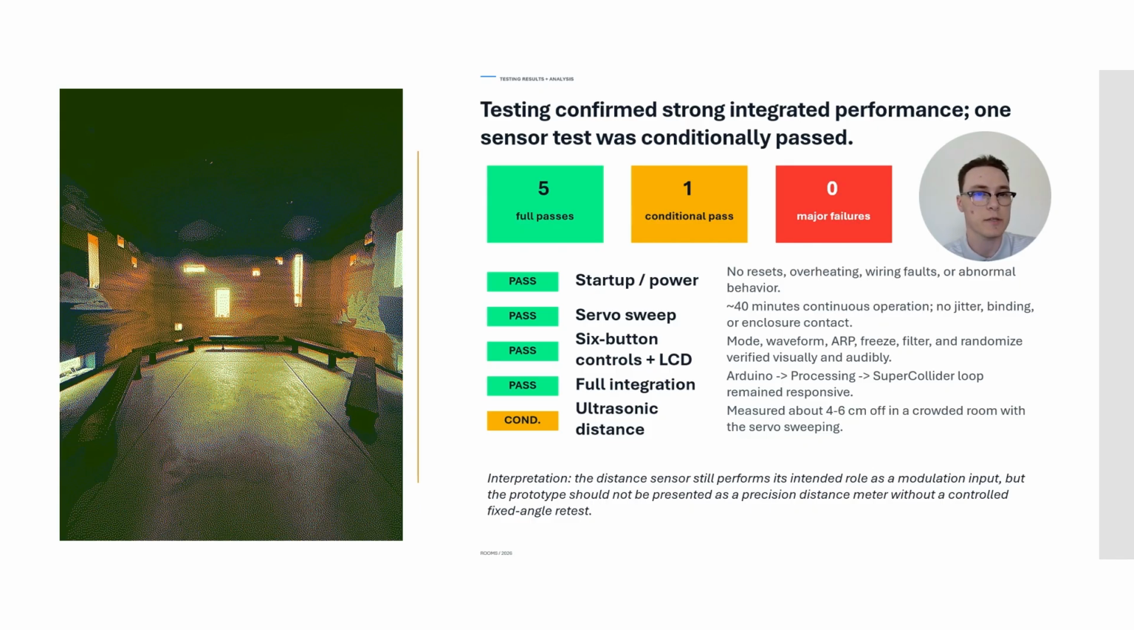The conditional pass: the ultrasonic distance measured about 4 to 6 centimeters off in a crowded room with the servo sweeping. That means for us, the distance sensor still performs its intended role as a modulation input, but the prototype should not be presented as a precision distance meter without a controlled fixed angle retest.